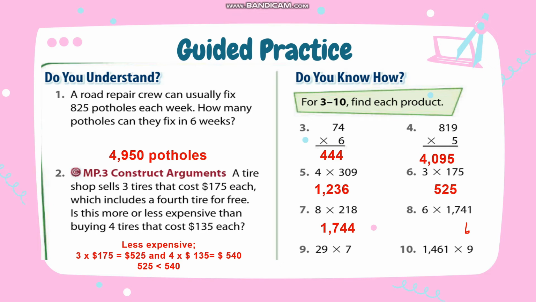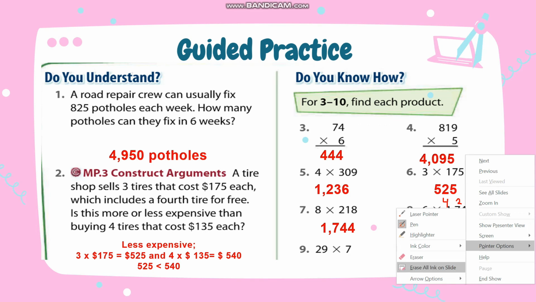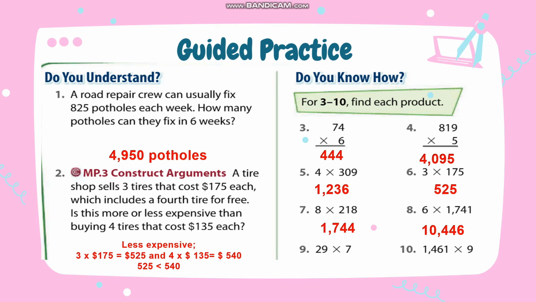6 times 1 is 6. 6 times 4 is 24. 4 regroup 2. 6 times 7 is 42 plus 2 is 44. Regroup 4. 6 times 1 is 6 plus 4 is 10. So the answer is 10,446.